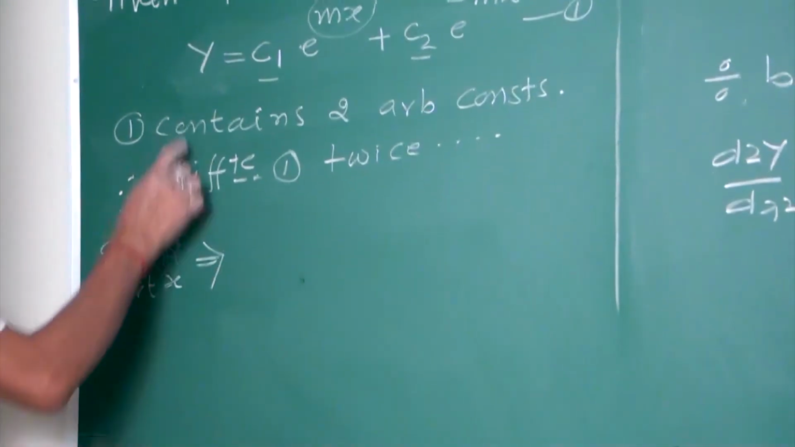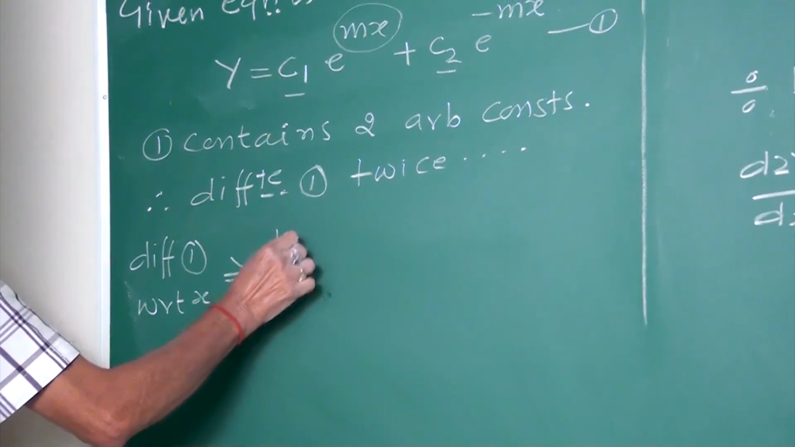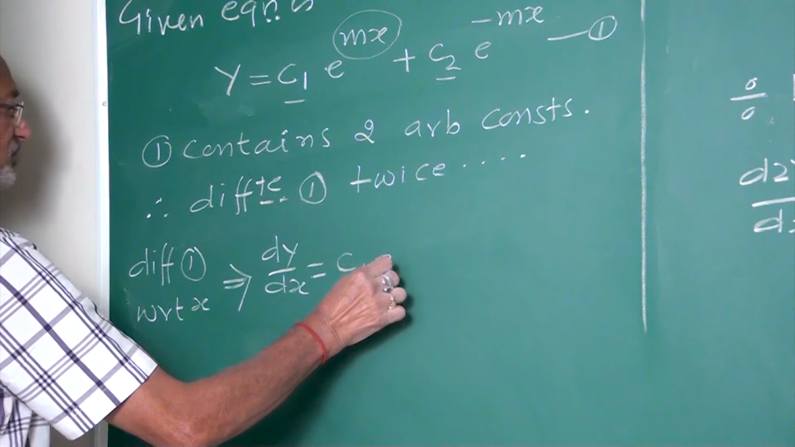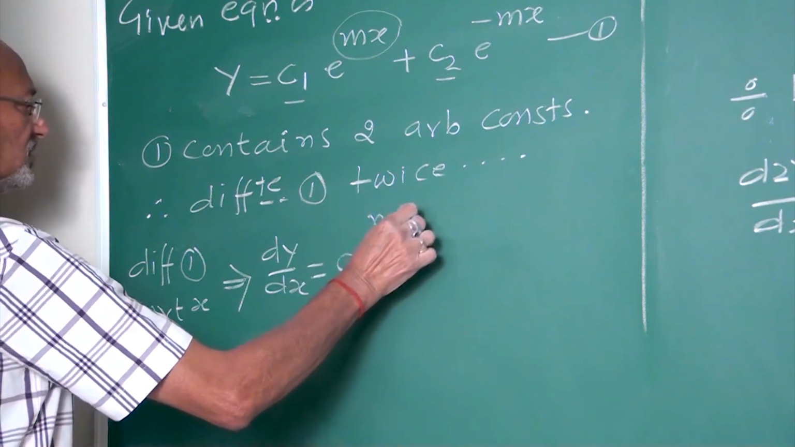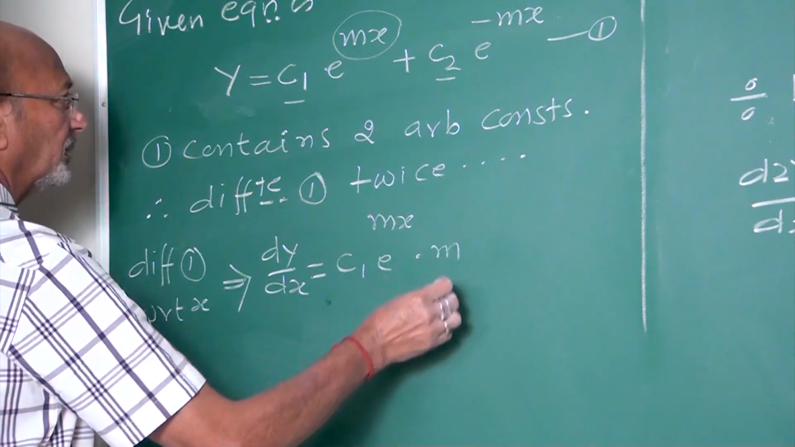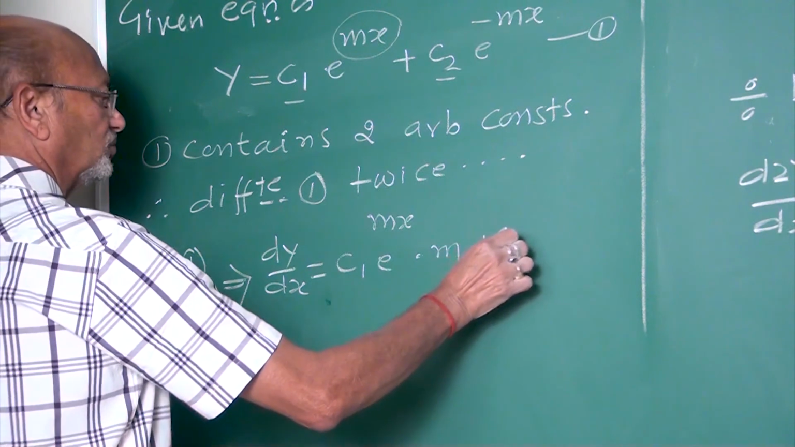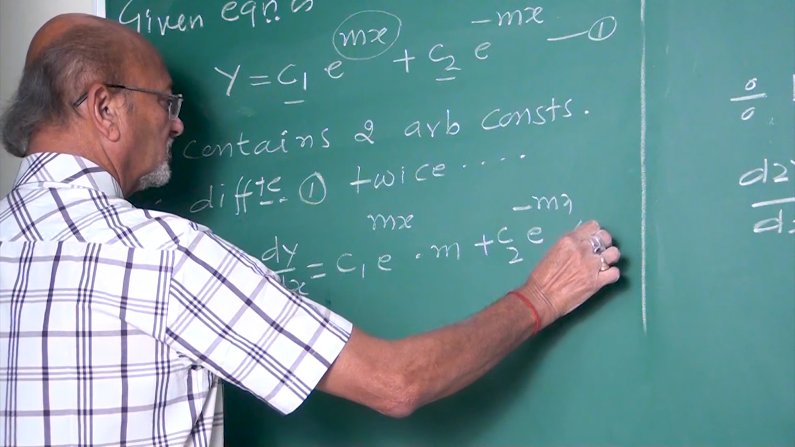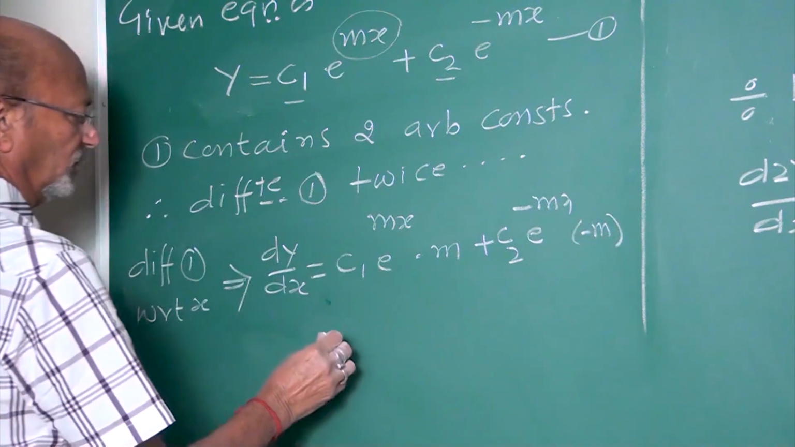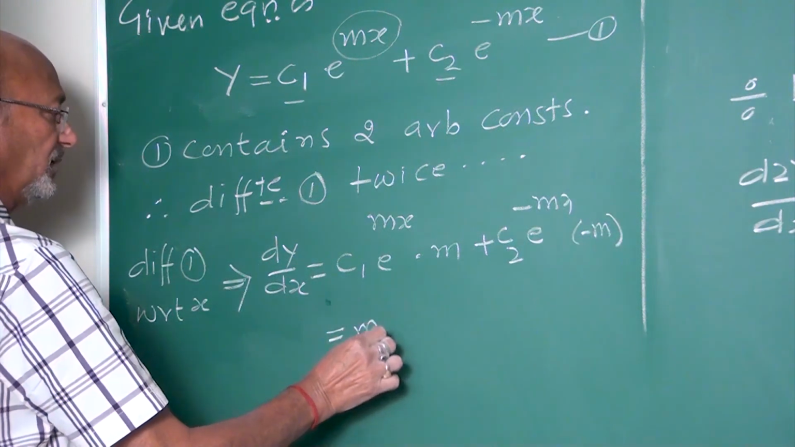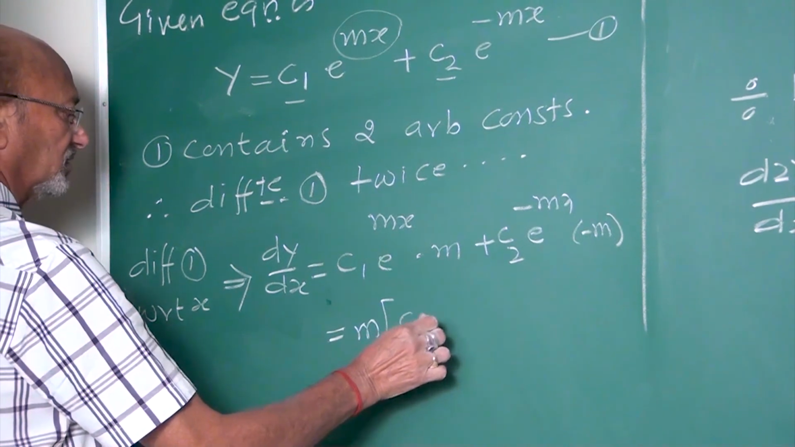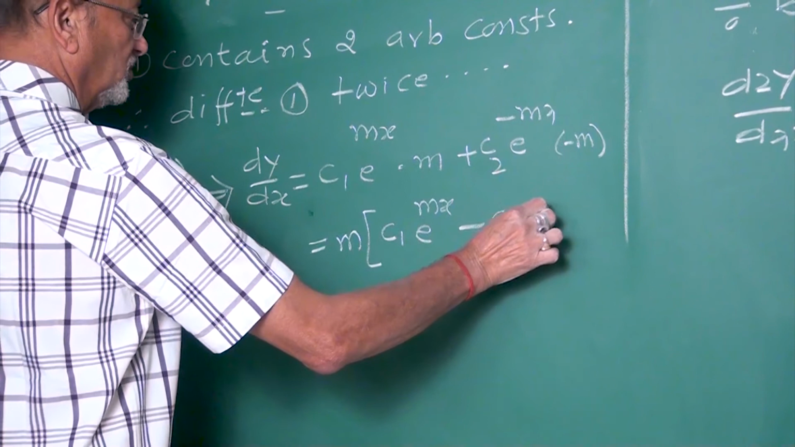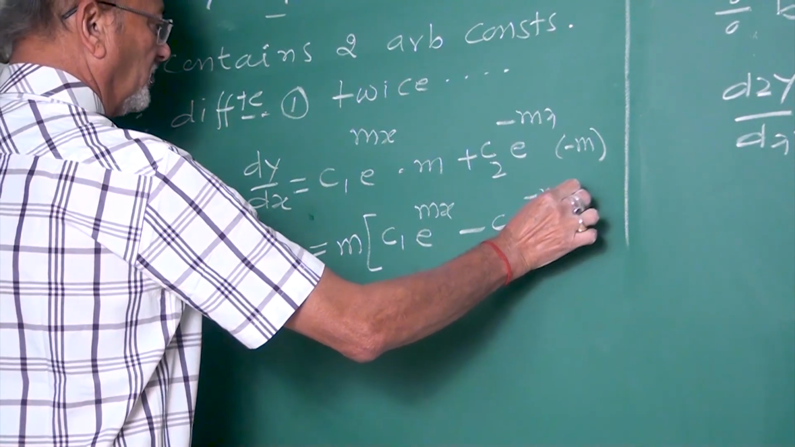This gives derivative of y, dy by dx, equals C1 into e to the power mx, what is the derivative of the power? m. Plus C2 e to the power minus mx, what is the derivative of the power? Minus m. What is common now? m is common. It is m times C1 e to the power mx minus C2 e to the power minus mx.